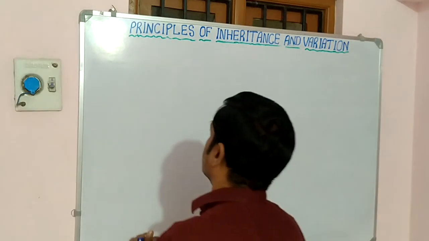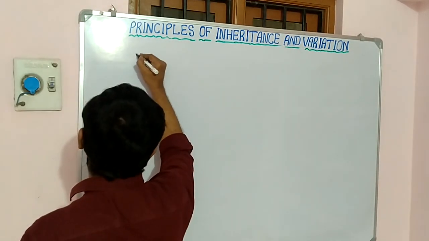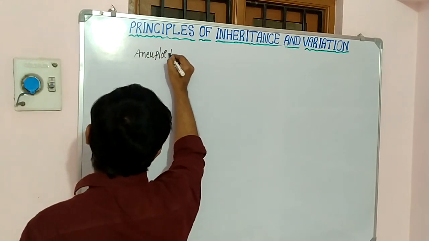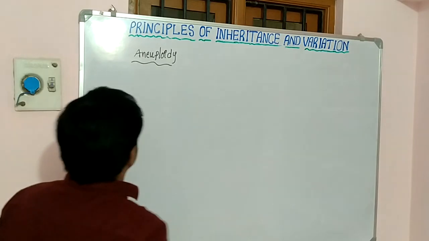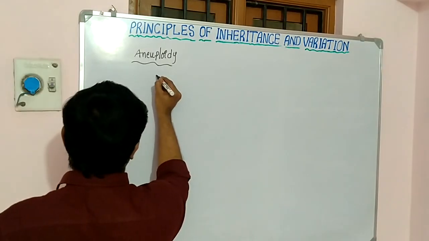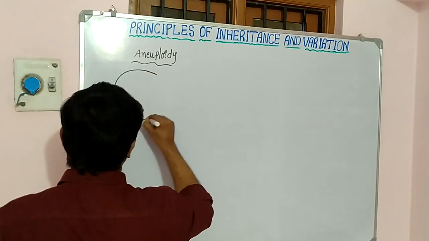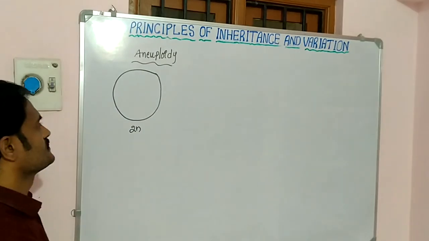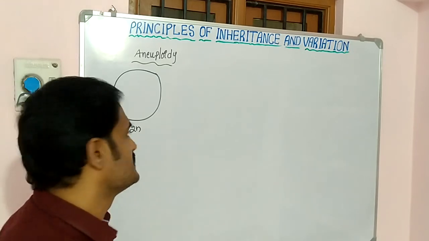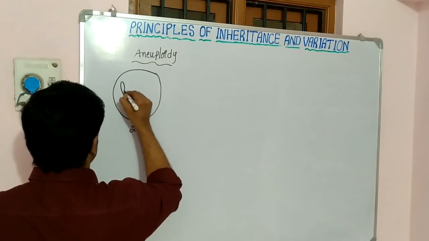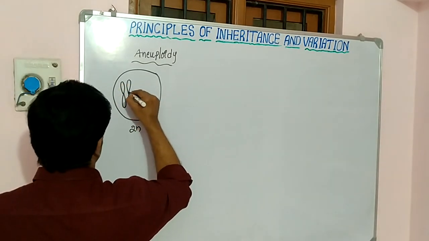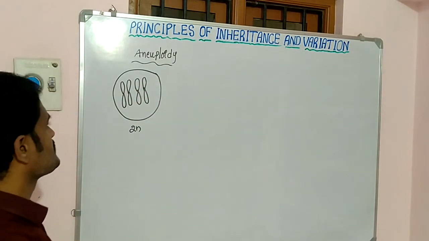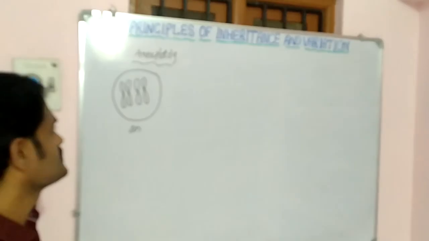See, aneuploidy. For example, here I will take a normal cell. This is the normal cell which is in 2n condition. 2n means what? Diploid cell. So, it consists of normal chromosomes.